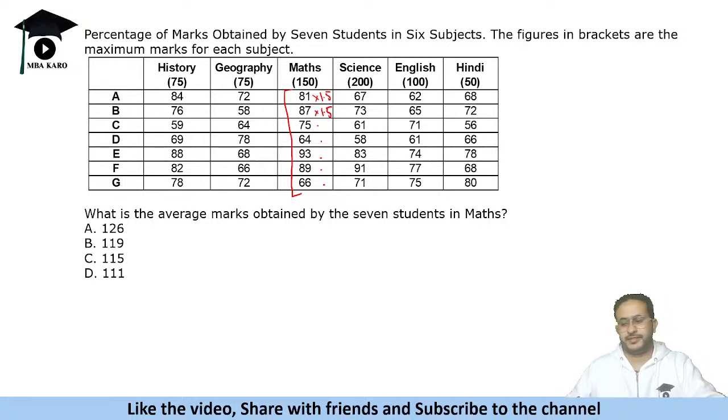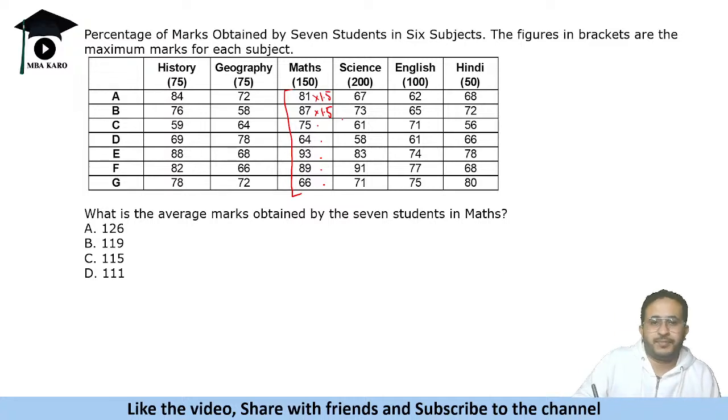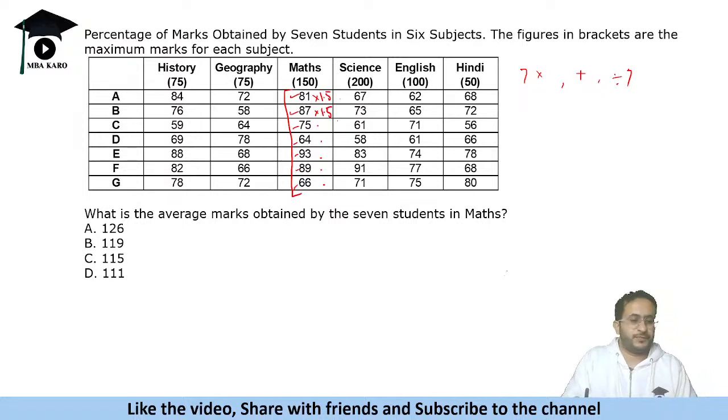Why it matters: if you calculate the marks and then take the average, first of all you have to execute 1, 2, 3, 4, 5, 6, 7 multiplications, and then addition. 7 multiplications to do, then after that you have to add the 7 numbers, then divide by 7. Okay, so this is the process.